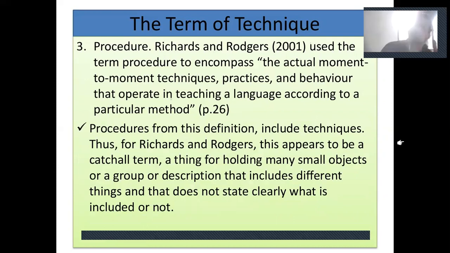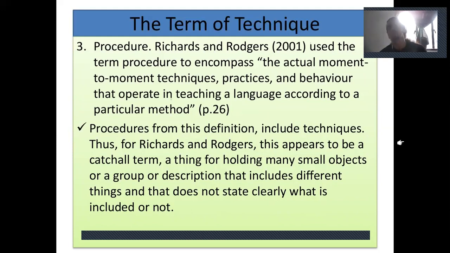Now, all the activities are going to have procedures, right? And all the methods and all the techniques are going to have procedures. So what is a procedure? Once again, let's take Richards and Rogers, right? I read Richards and Rogers, if I'm not wrong, in 2007, right? And they say that this encompasses the actual moment-to-moment techniques, practices, and behaviors that operate in teaching a language according to a particular method, right?